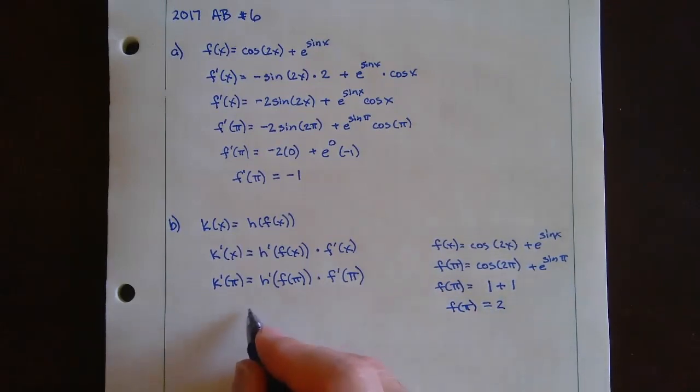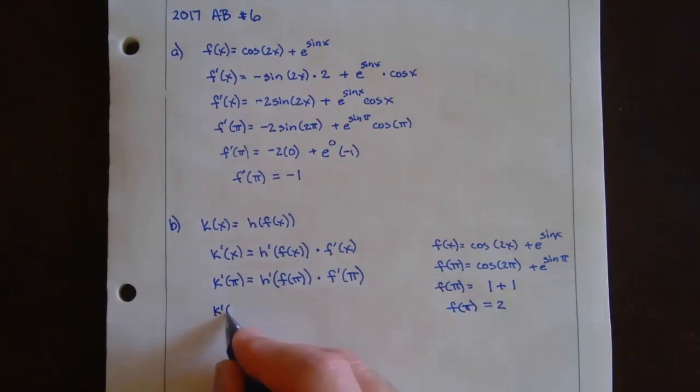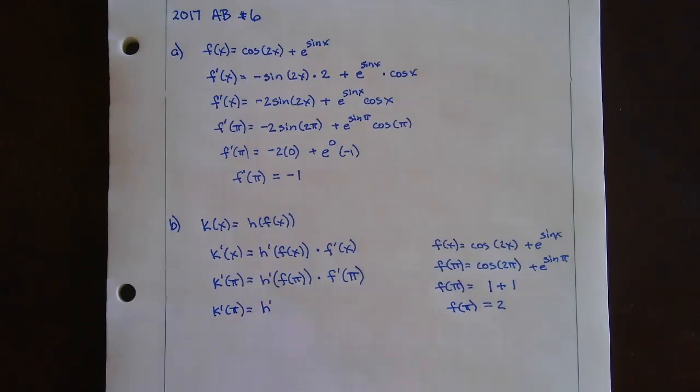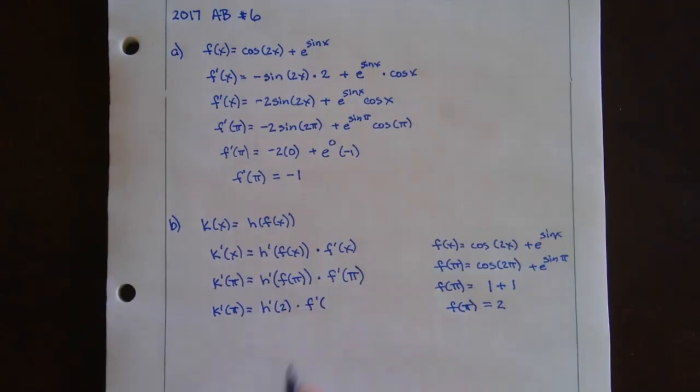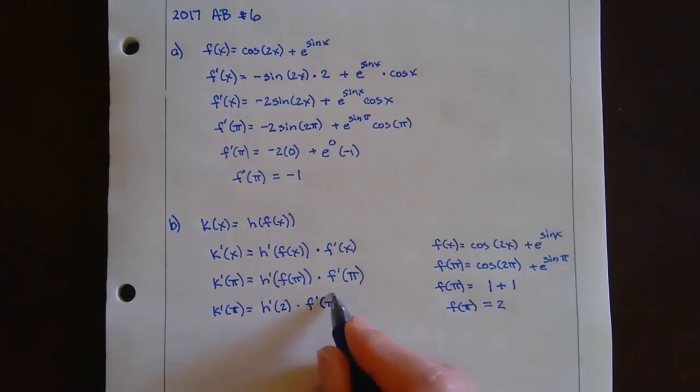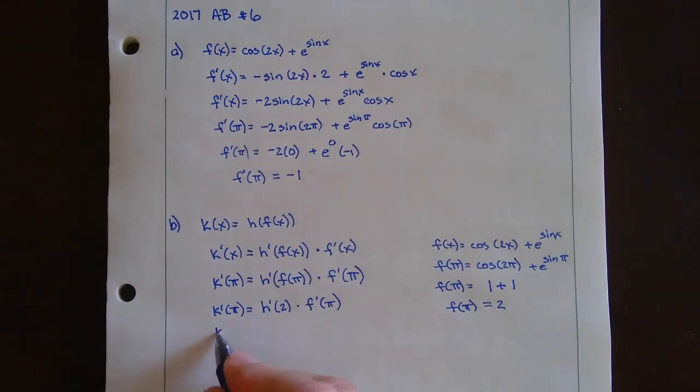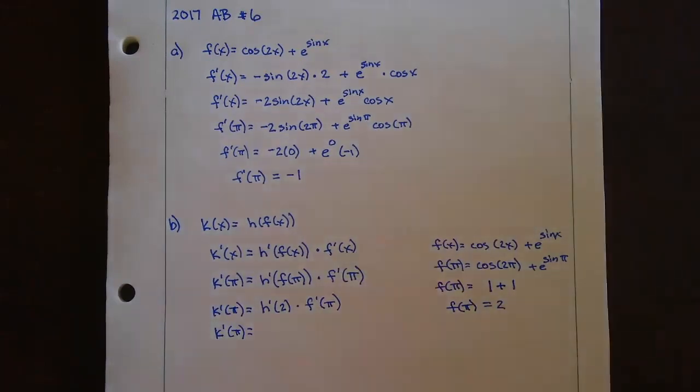So back over here, that would mean k prime of pi is equal to h prime of 2 times f prime of pi. Okay, so then k prime of pi, h prime of 2. So that's the slope for the graph of h at 2. Okay, so I'm going to go and look at the graph of this.